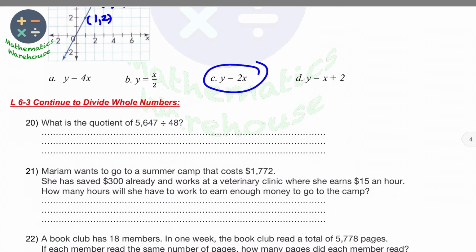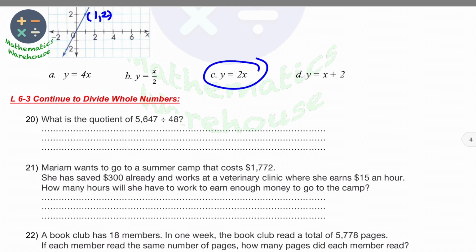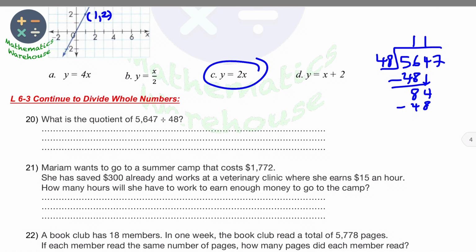Next question. What is the quotient of 5,647 divided by 48? Let us try to divide this one. 56 divided by 48 equals 1. 1 times 48 equals 48. Subtract, equals 8. Bring down 4. Now 84 divided by 48 equals 1. 1 times 48 equals 48. Subtract.